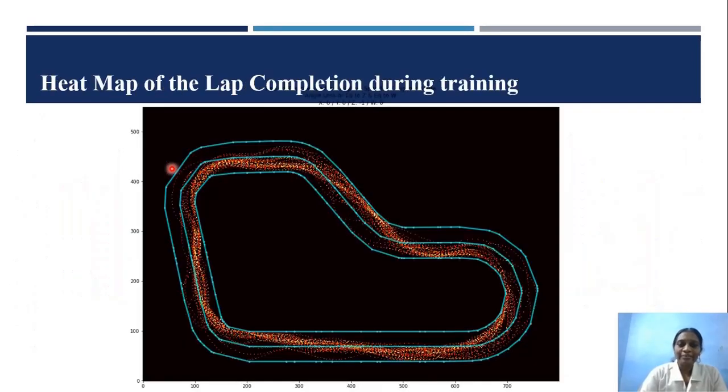And this is the heat map during the lab completion of the training. See this graph. In most of the places, the heat map has deviated from the regular pathway where confusion has occurred. So here there is a confusion, and also here the training model has some confusion fixing its action, and here also it has a deviation where it is confused about taking action.